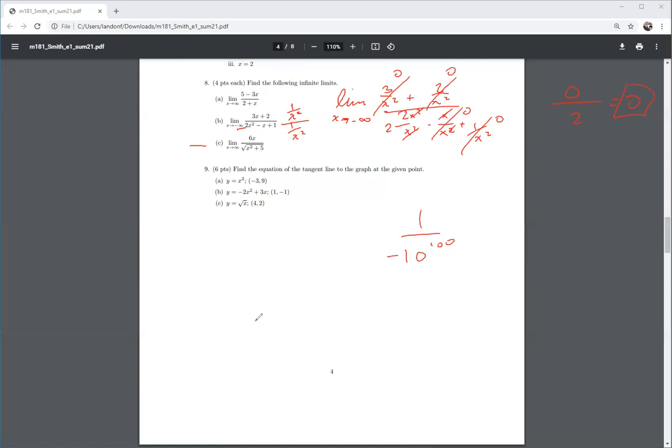Yeah, could we do C, please? Sweet. All right, so this one's a bit different than the other ones because of that square root. It makes it kind of weird.